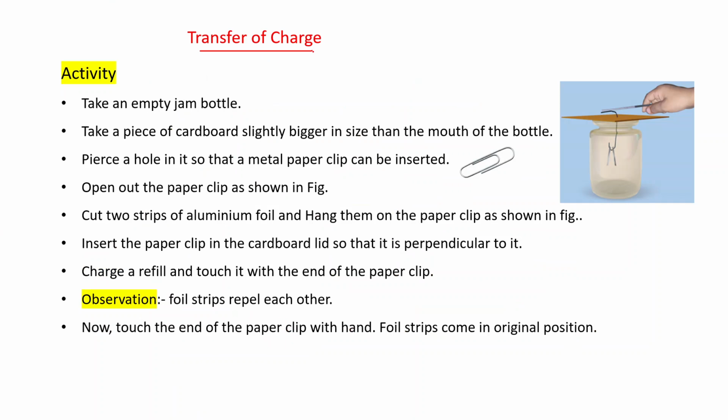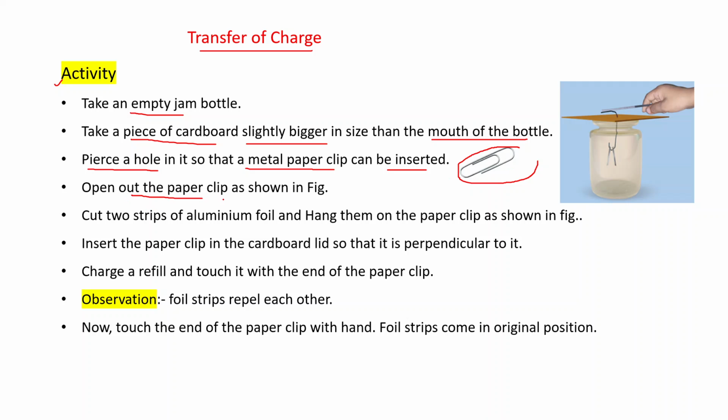Now, transfer of charge. Again, we will discuss one activity. Take an empty jam bottle. Take a piece of cardboard slightly bigger in size than the mouth of the bottle. Pierce a hole, छेद करना, in it. Cardboard के अंदर आपको एक छेद करना है, so that a metal paper clip can be inserted. I think you are familiar with this, metal paper clip. Okay, we can open it and we can insert into this cardboard.